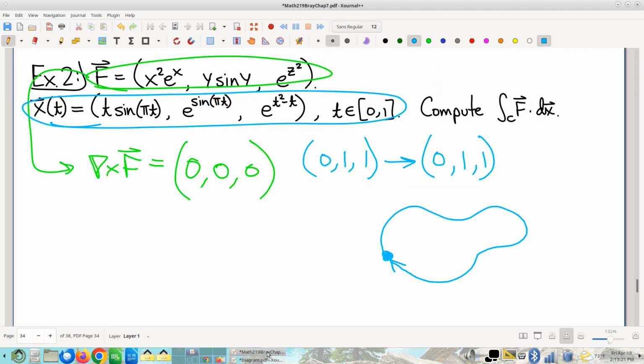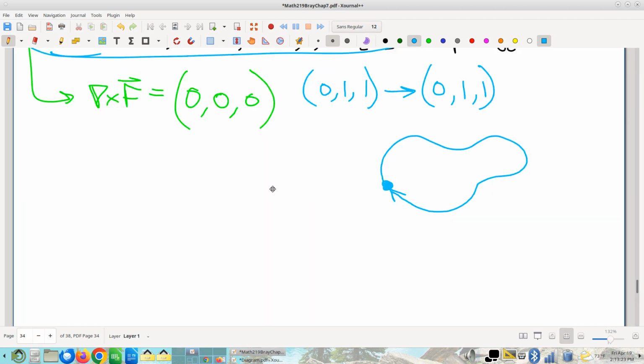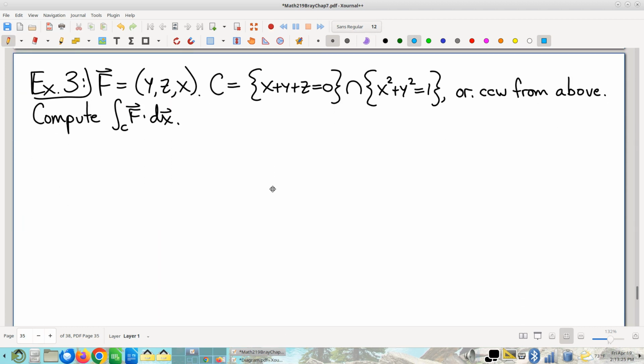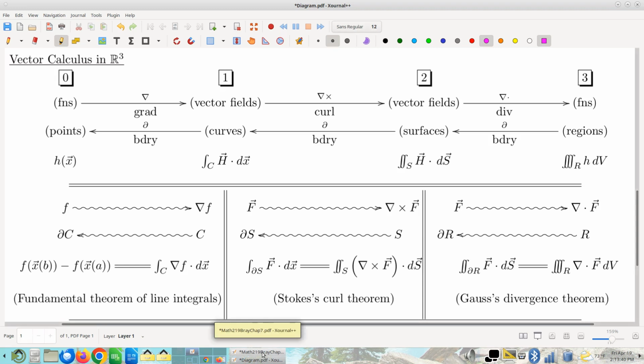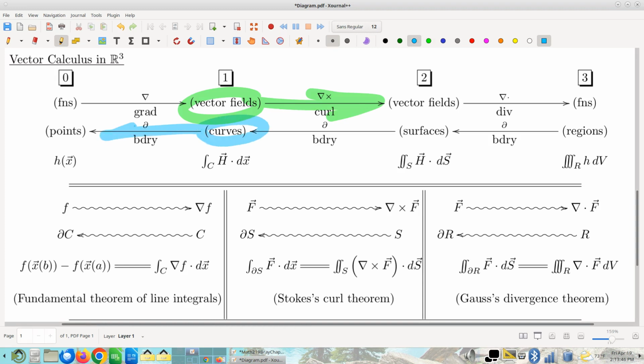Okay, moving along. Let's look at example 3 here. Again with the line integral, again in 3 dimensions. So same context. Let's follow the same rules as the diagram would suggest. Our vector field, we're going to compute its curl. Our curve, we're going to look at the boundary points. Let's just see what happens.